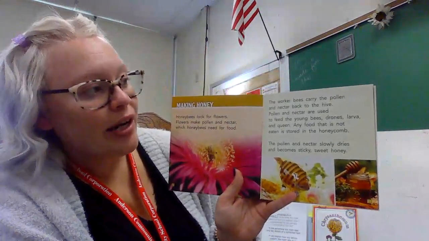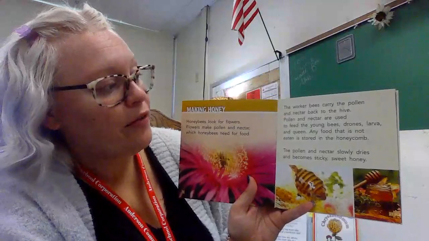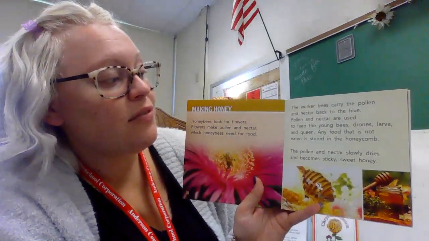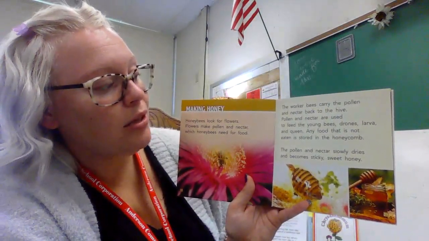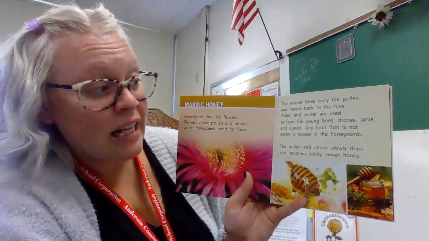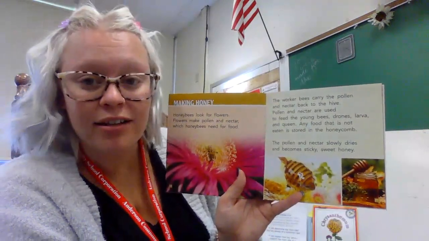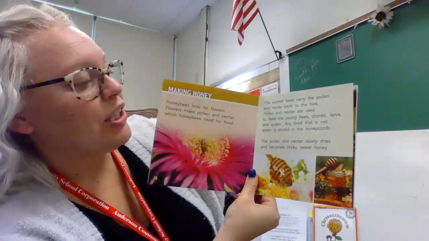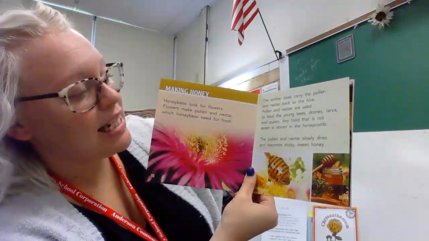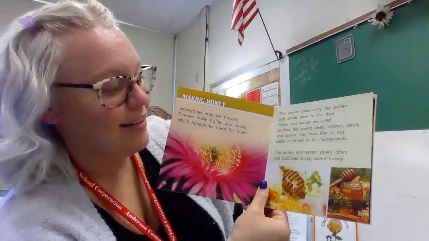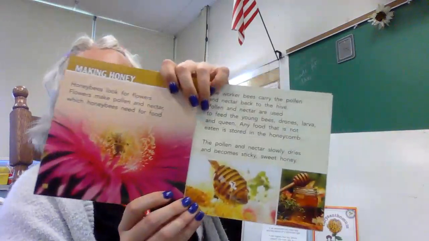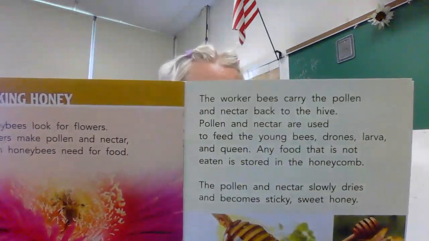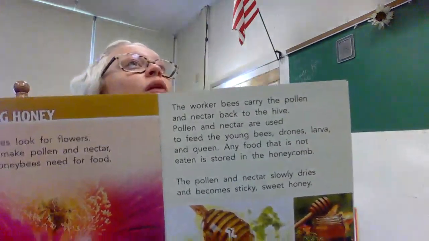The worker bees carry the pollen and nectar back to the hive. Pollen and nectar are used to feed the young bees, drones, larvae, and the queen. Any food that is not eaten is stored in the honeycomb. I would love to see the inside of this honeycomb. The pollen and nectar slowly dries and becomes sticky, sweet honey. Okay, so we just learned a little bit about the honey making process, and that explains why honey is so sticky and sweet.